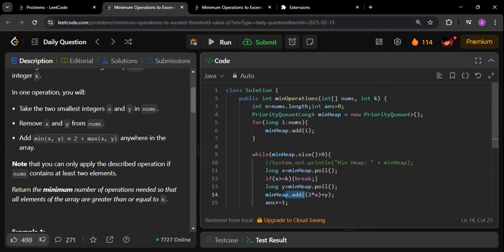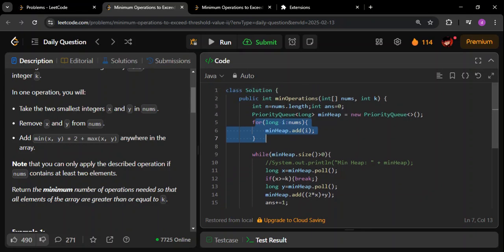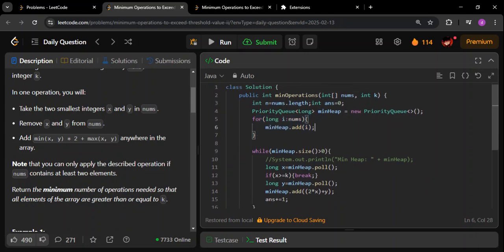If you talk about the space and time complexity here, as I mentioned, adding itself will take n log n time. Similarly, on the overall basis, each element will be inserted once and each element will be popped once. That is what will happen. So overall it will take n log n time.